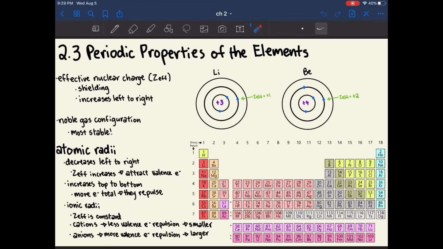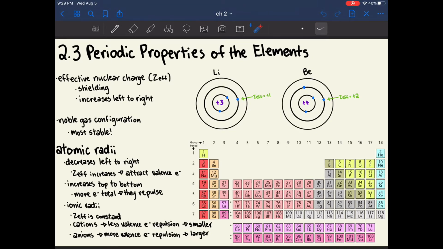Atomic radius increases from top to bottom, so it increases down a group. This is because as you go down, you increase in the principal energy level, or you increase in the number of shells you have. If you have electrons in outer shells, this makes the radius larger and it makes the atom larger.